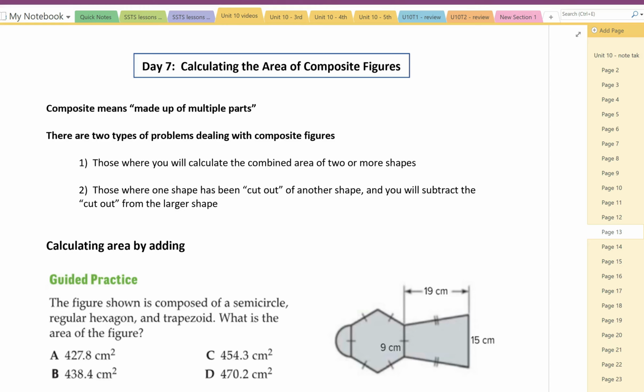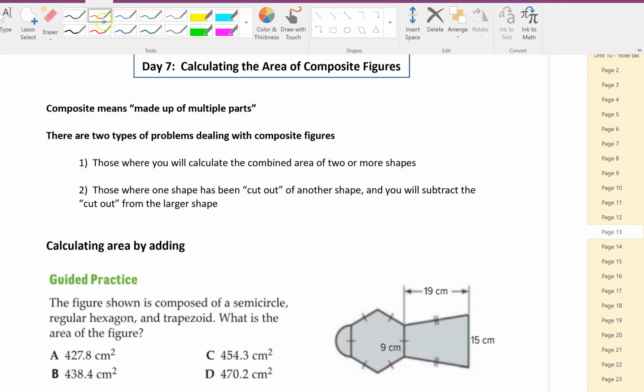So we've learned how to calculate the area of different shapes. Now what we're going to do is put those shapes together and figure out the area of what are called composite figures. Composite just means made up of multiple parts. And so there's two types of problems we're going to do here.